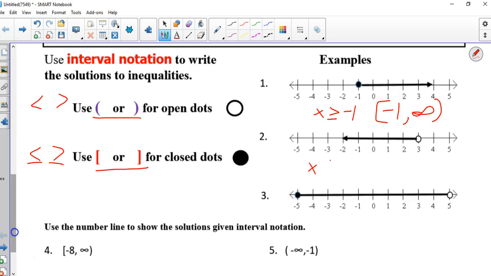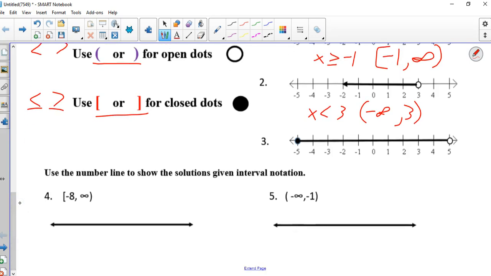Now, in this case, we have x is less than 3. Open dot, less than. But in interval notation, it's going the other way, so 3 is on the right side because it's going towards negative infinity. And we use a parenthesis because it's an open dot. Now, number 3, the inequality is a little bit different. X is less than 5, but greater than or equal to negative 5. Interval notation just says it goes from negative 5 to 5, not included, included.